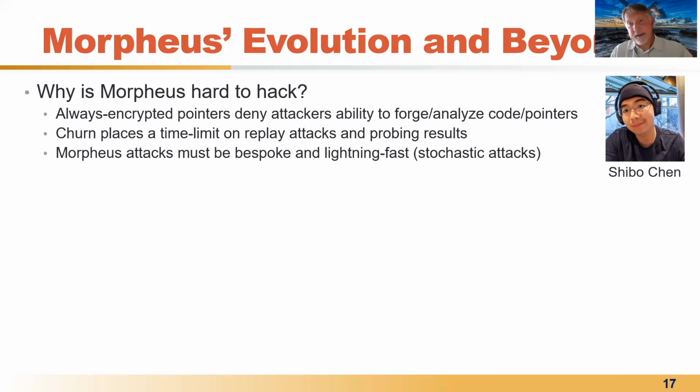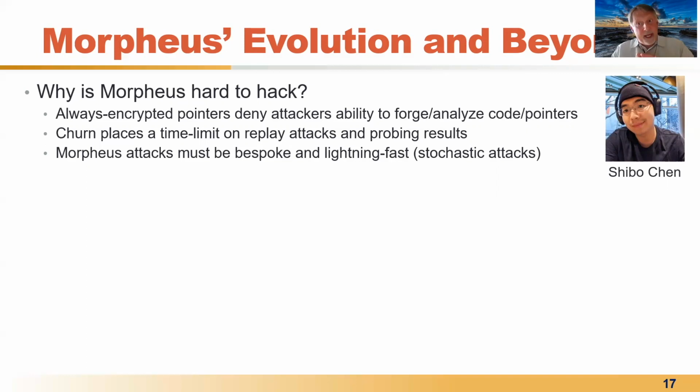But I hired this incredibly talented undergrad, Shibo Chen, to start hacking on the system a year before anybody else had access to it. And we learned a lot from it. It is hard to forge pointers. It is hard to forge code. It is hard to understand the address space in the system. You can probe to learn that information, but that information dissolves the moment the system churns. So it is really difficult.